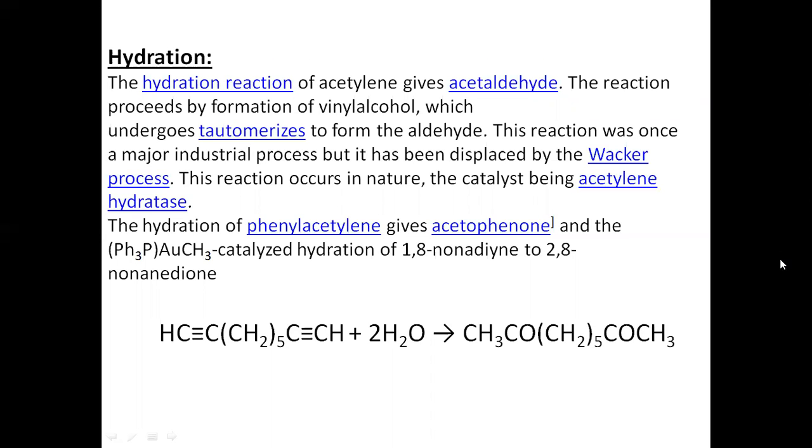The hydration of phenylacetylene gives acetophenone. When we do the hydration of phenylacetylene, we will obtain acetophenone.